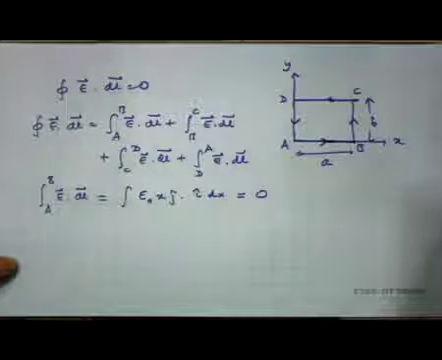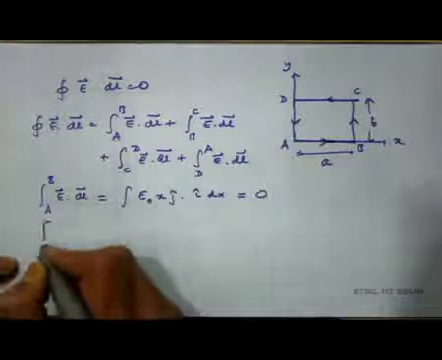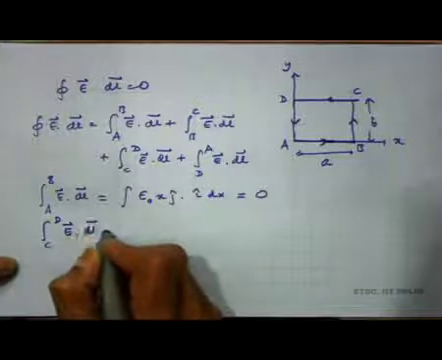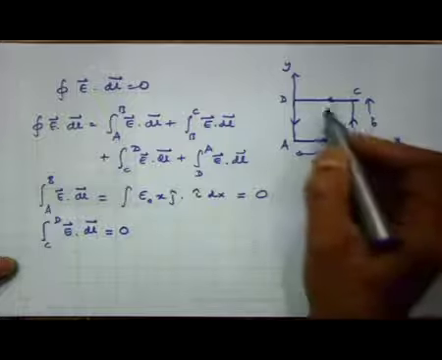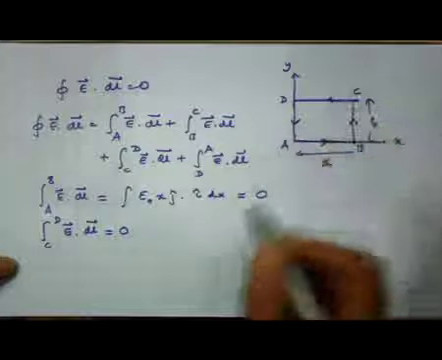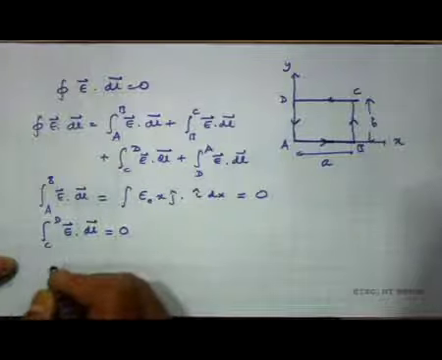Integral a to b of E dot dl is equal to 0. Similarly, you can show that the integral c to d of E dot dl is also 0, because the electric field is pointing along the y axis and the integration is along the x axis, along the x direction. So, these integrals are 0. Now, what about the remaining two?